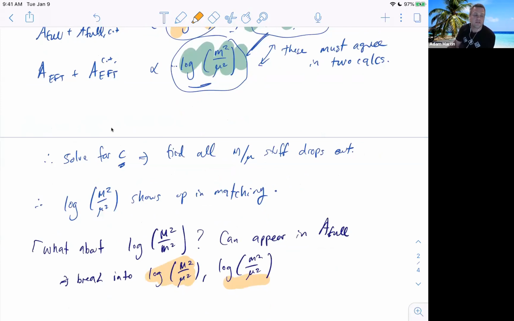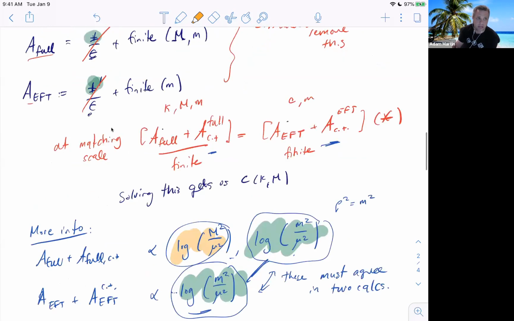Is it just the difference of the two logs? Will the infrared necessarily appear in the matching? No, it will necessarily, it has to cancel. The whole idea is those two amplitudes agree completely for all the IR stuff. Could it not appear in the calculation? No, it's going to cancel out in this starred calculation of the matching.